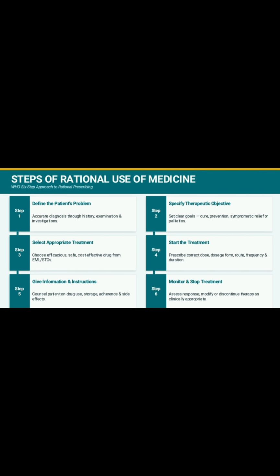Second is active monitoring. It is done by the physician, who makes an appointment to check the response to the treatment. In active monitoring, the physician checks the patient and stops the treatment. This is all about the rational and irrational use of medicines. Thank you.